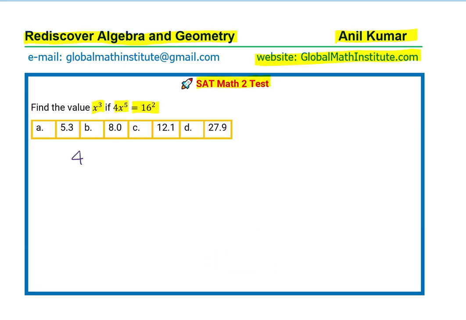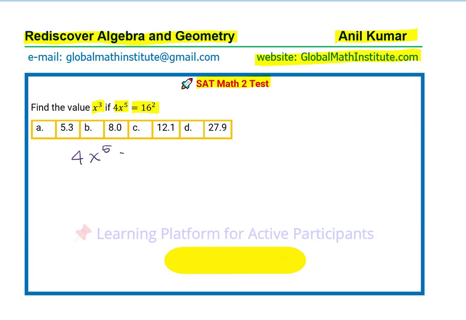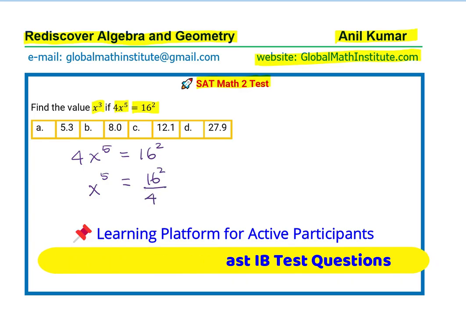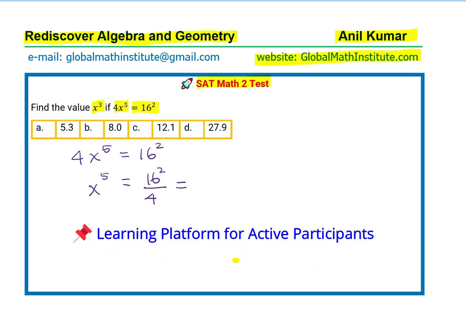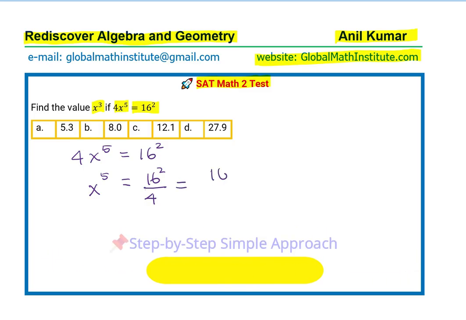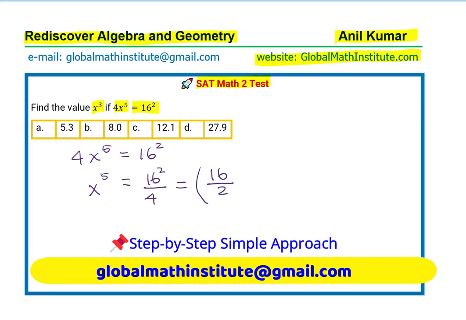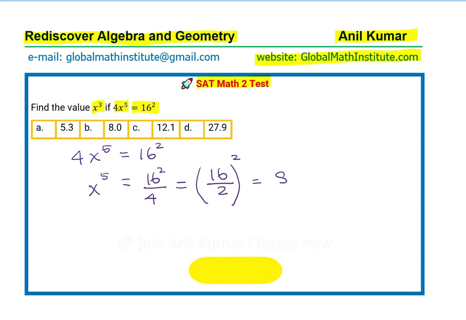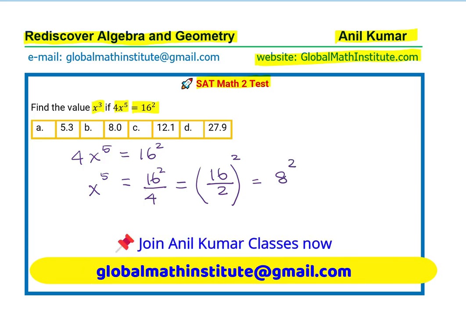We are given 4x to the power of 5 is equal to 16 squared. We'll always write this as x to the power of 5 equals 16 squared over 4, right? Which is, as you can see, 4 is 2 squared, right? So we can do 16 over 2 whole squared. Correct. So we could write like this. 16 over 2 is 8, so it is equal to 8 squared.